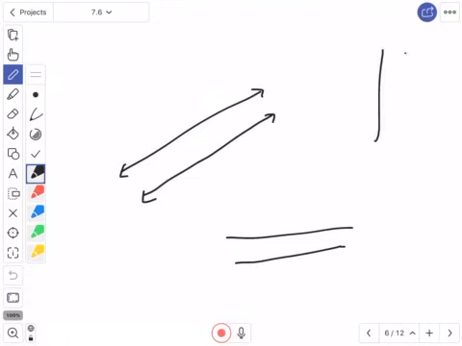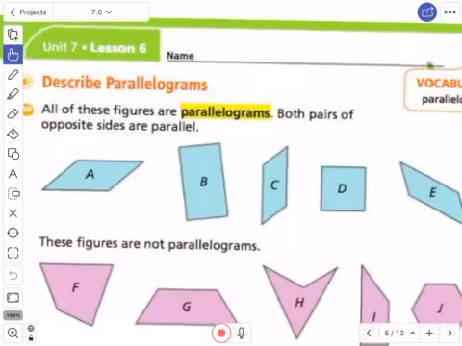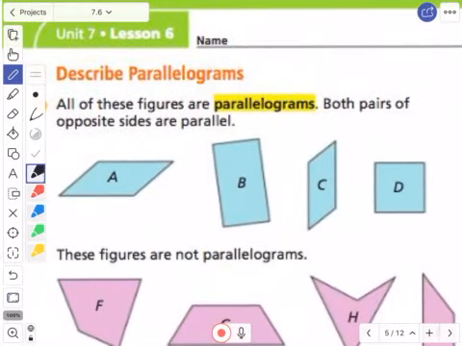They can go straight up and down. They can go more side to side like that. You can have one that's a little bit shorter than the other, just as long as they would never ever touch. Now, a parallelogram is a shape that has, just like it said in those really nice directions, two sets or two pairs of parallel lines.